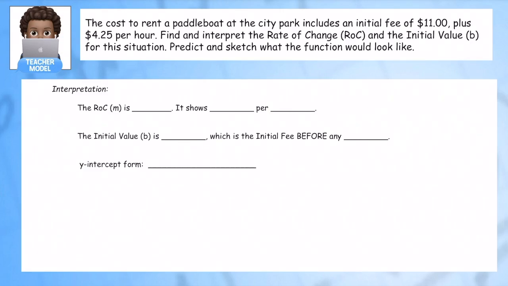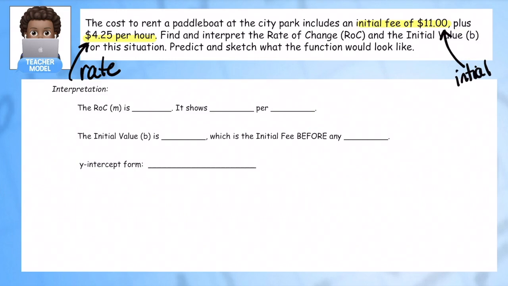So let's look at this problem. The cost to rent a paddleboat in New York City includes an initial fee. There we go. An initial fee of $11 plus $4.25 per hour. So right there, we can recognize a rate. And I know that because it's telling me per hour. For every hour, it's going up $4.25, and it's giving me an initial fee. Okay, so let's find and interpret the rate of change and the initial value b for the situation and figure out what this equation would look like.